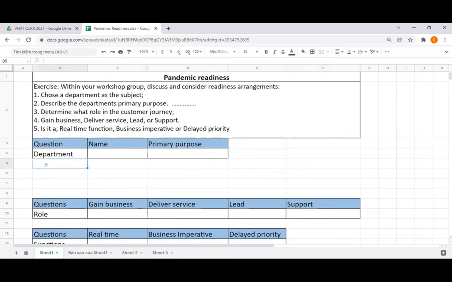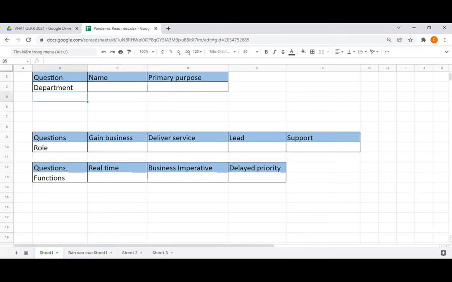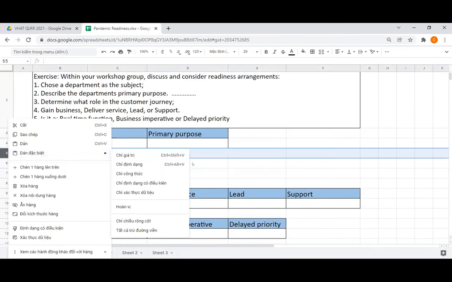I'm not sharing anyway. Okay, ready? I'm sharing. Yes. So, okay, I get it.